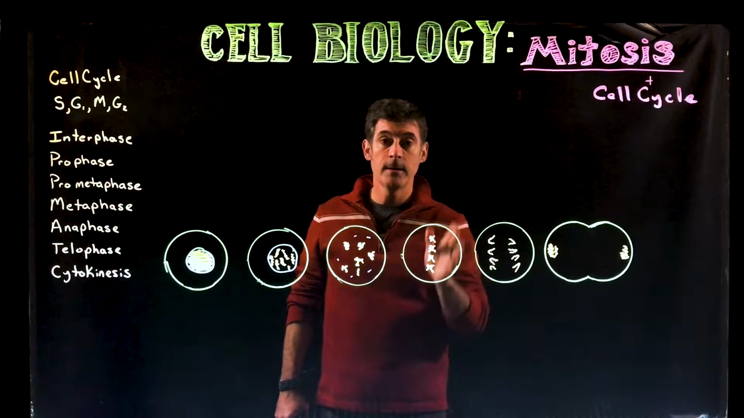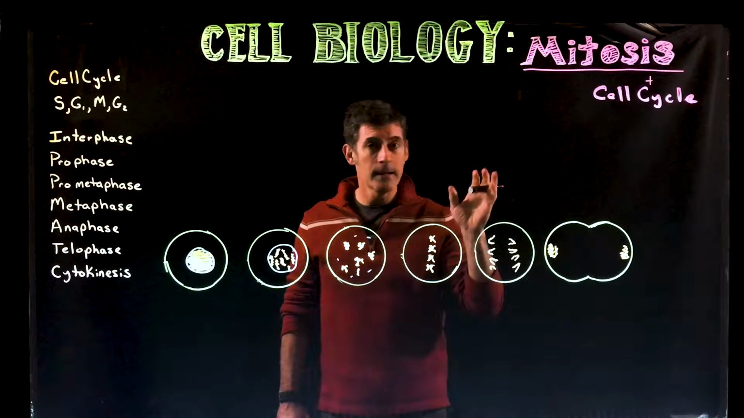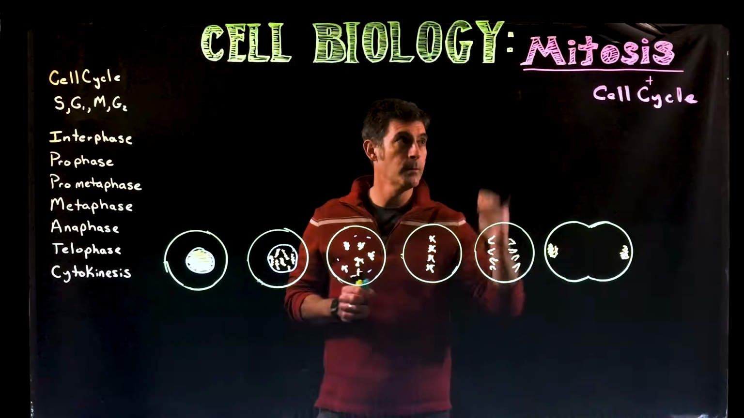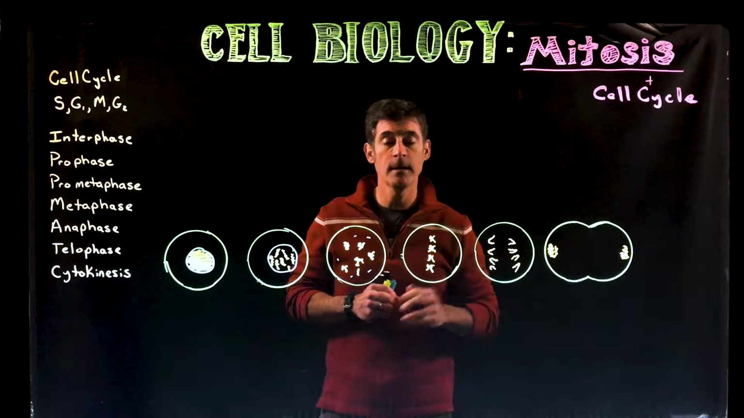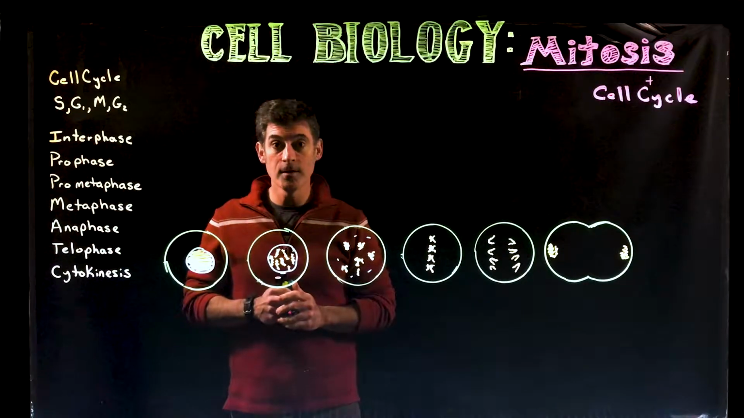We've looked at DNA replication in some detail. We're going to take a step back now and actually look at cell division. And this process we usually refer to as mitosis. Now, mitosis is really only part of what's called the overall cell cycle.